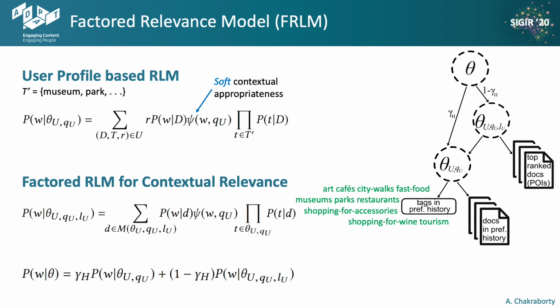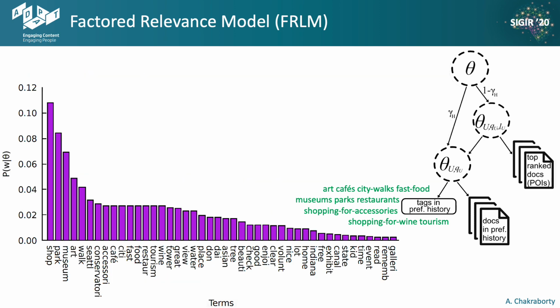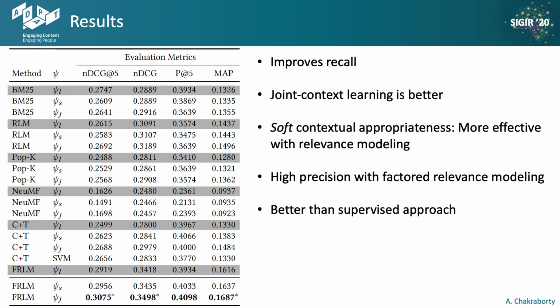As a generalization, we use a linear combination of the two relevance models, where gamma h is the trade-off parameter to control the relative importance of the two models. Here is an instance of FRLM term distribution. For the given set of tags, FRLM assigns higher weights to terms such as park, museum, which are clearly relevant for this particular example. Indeed, this model is also successful at capturing other relevant terms such as view, tree, canal, etc. We have experimented with a number of standard IR-based and RecSys-based baselines.